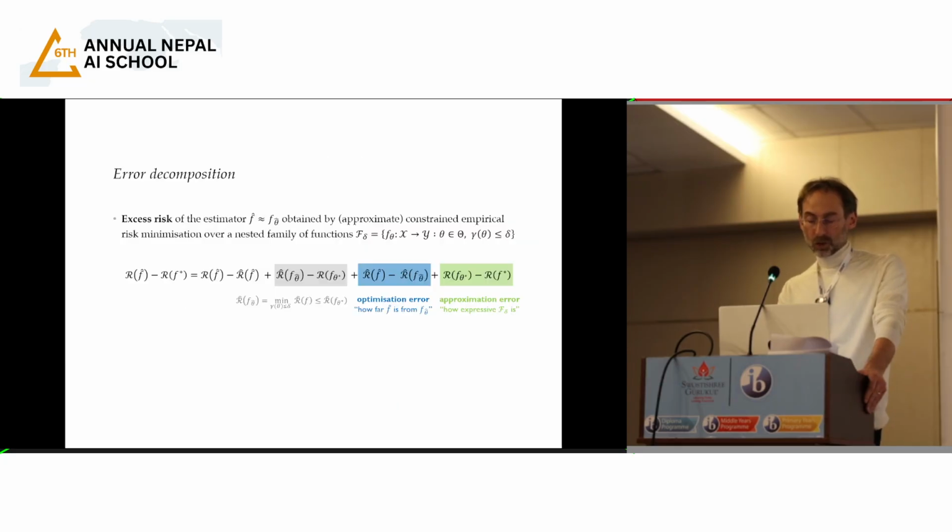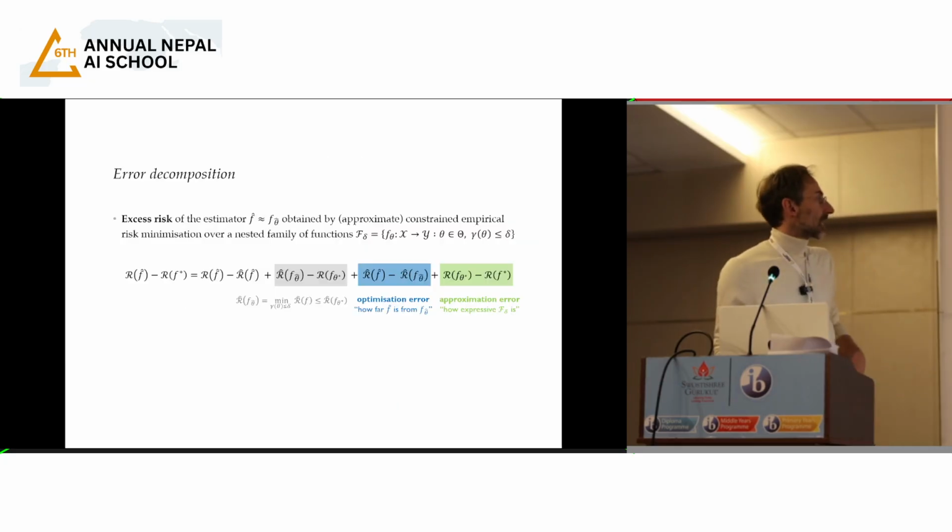Now, if I look at this term, what is R hat of f theta hat? This is the minimum of R hat of f over all functions with capacity bounded by delta. So it is smaller than R hat of f theta star, because f theta star is something that I was able to find. So I can replace the equality with an inequality, and it becomes a bound. And what is written here? I can look at this and then this.